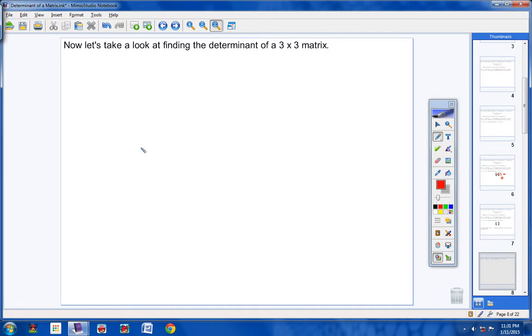Now, let's take a look at finding the determinant of a 3x3. It's a little different, so please take some really good notes. Go ahead and copy this matrix in your notes.